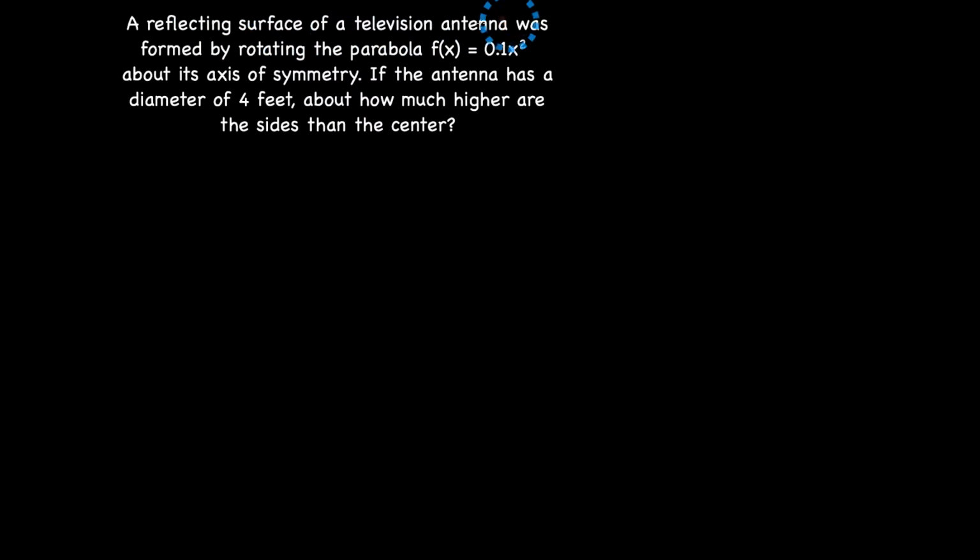So a reflecting surface television, and the first thing I want to highlight here is rotating the parabola. The parabola is just the graph. So here's my function, f of x equals 1/10 x squared, and again the parabola is just the graph of a quadratic function. So we're rotating this about its axis of symmetry, and I'll talk to you about axis of symmetry in just a little bit.